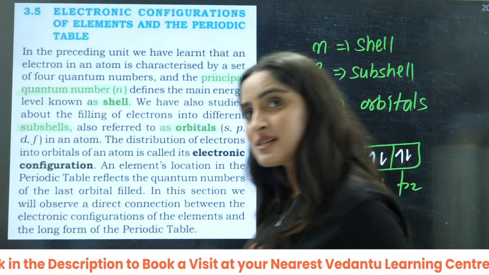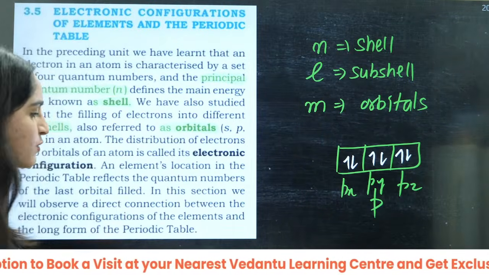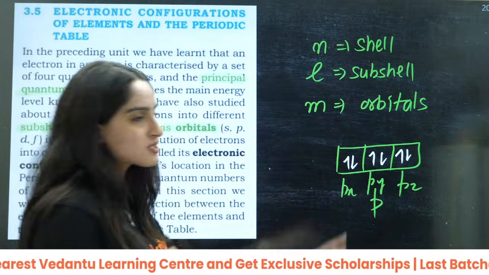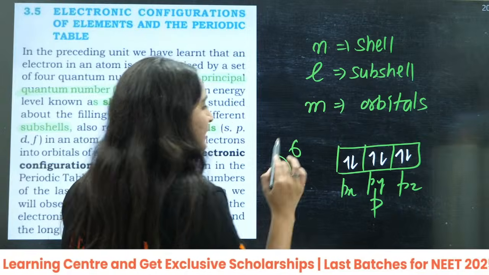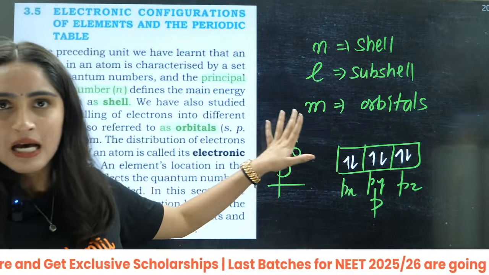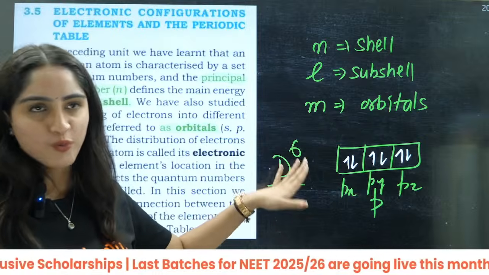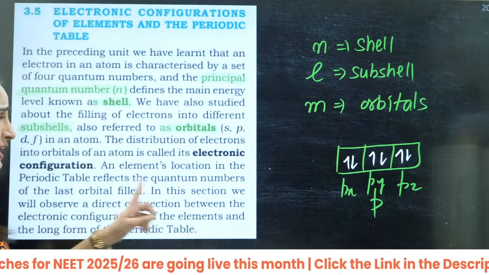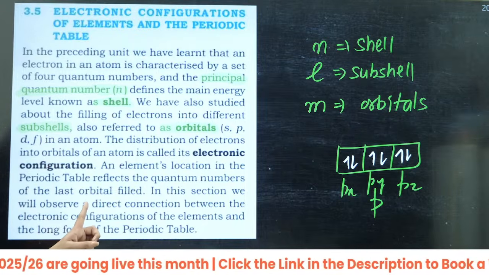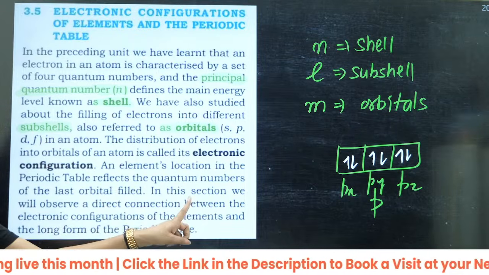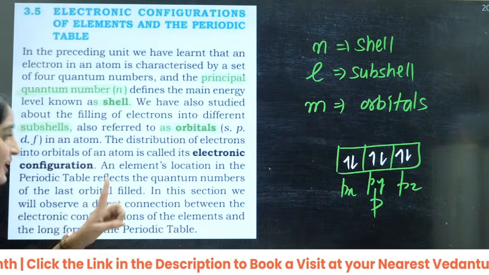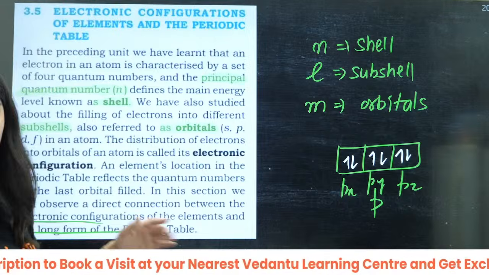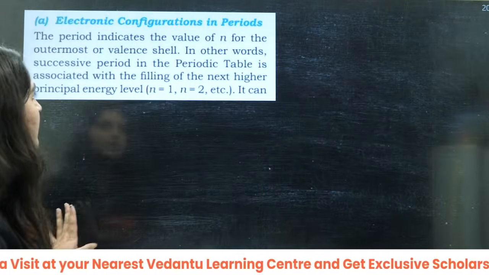He said that it has some relation with the periodic classification also, right? Because you're filling 6 electrons in this orbital, that is why you have 6 here. Similarly, we have 6 groups over here. This is what they are saying, as element location in the periodic table reflects the quantum number in the last orbital. In this section, we will observe the direct connection between electronic configuration and the long form of the periodic table. So that is the direct relation, right?